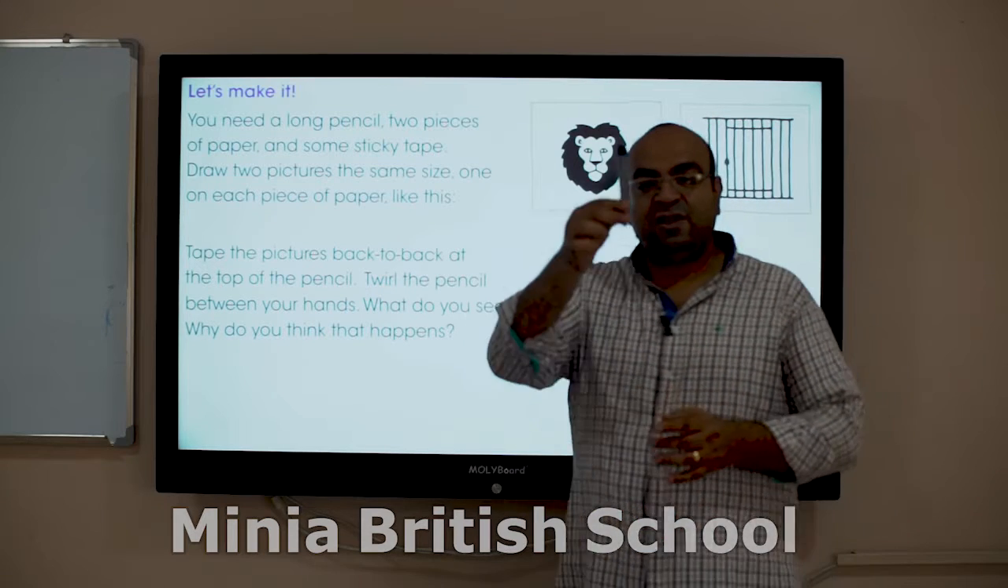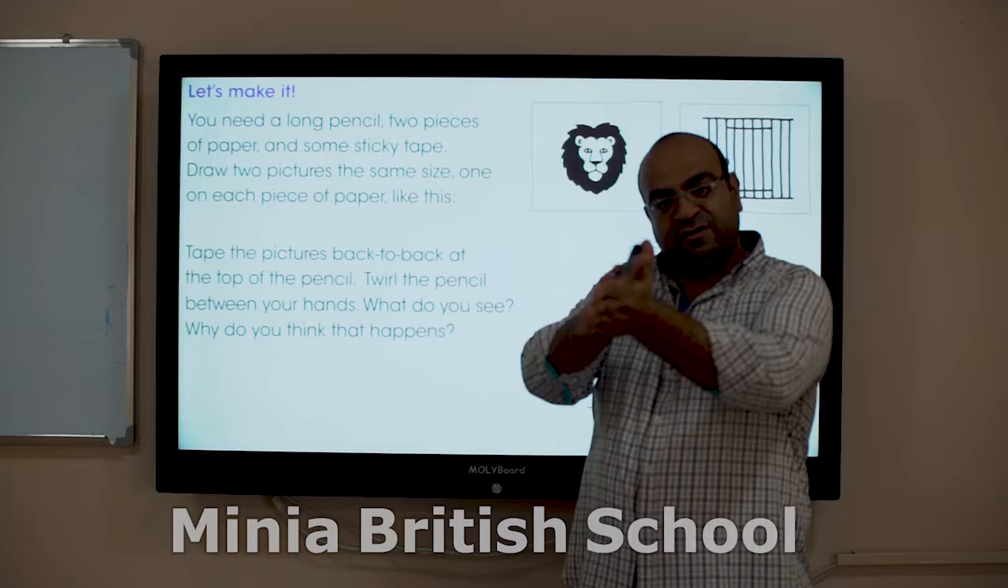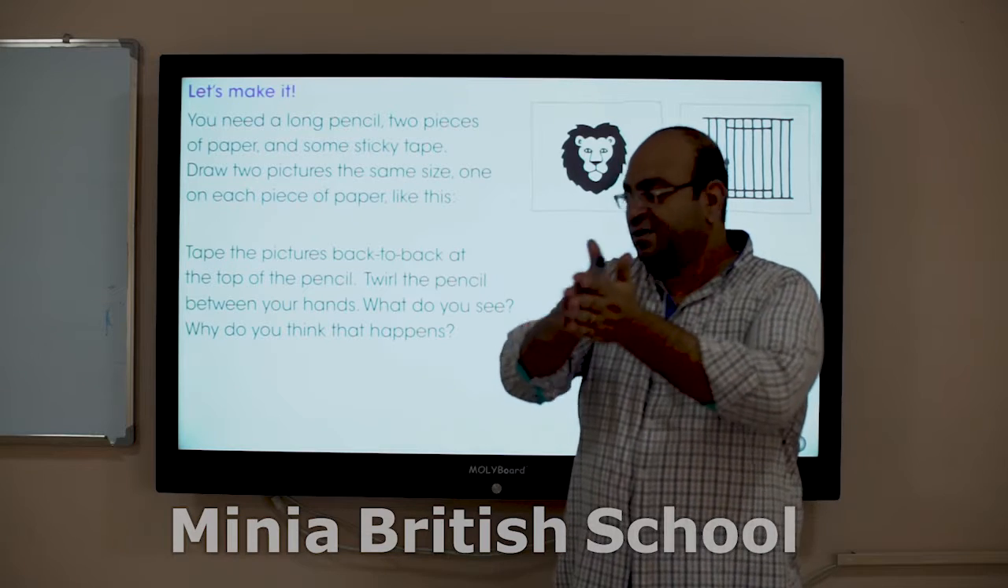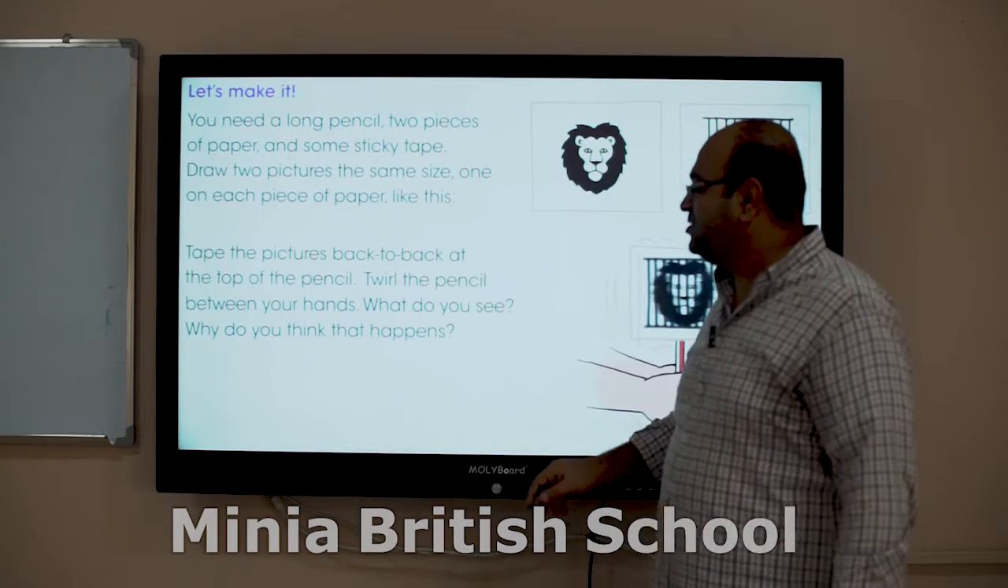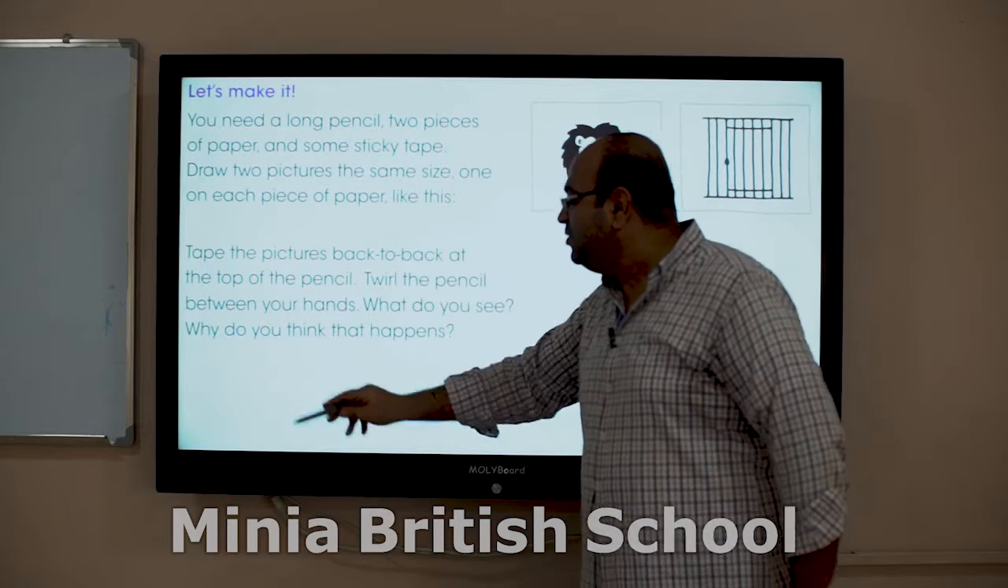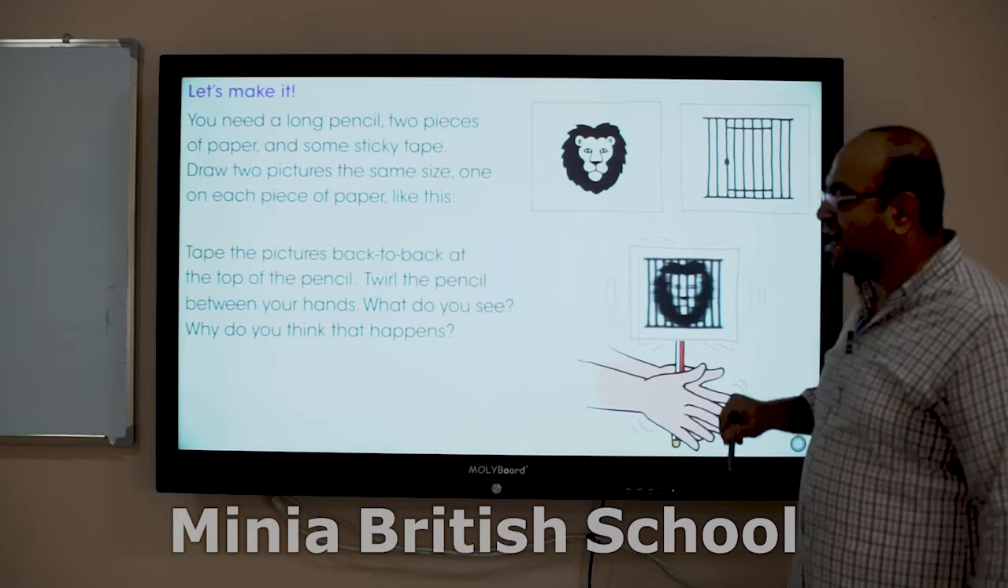Twirl the pencil. We will hold the pencil in our hands and twirl it between our hands. What do you see? Why do you think that happens? I would see the lion inside the cage.